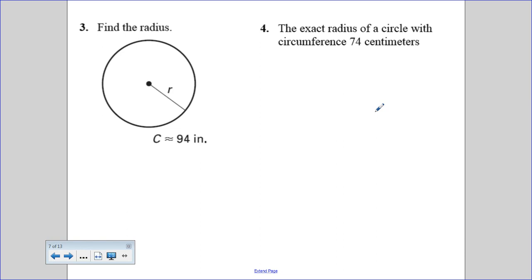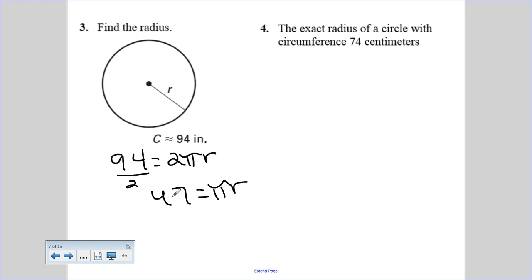So if the circumference is 94, right, it wants the radius, 2 pi r. We could still do diameter, divide by 2, 47. Actually, in one step, I could have done divide by 2 and pi. So if I did that, either way, you get the radius is 14.96 inches.